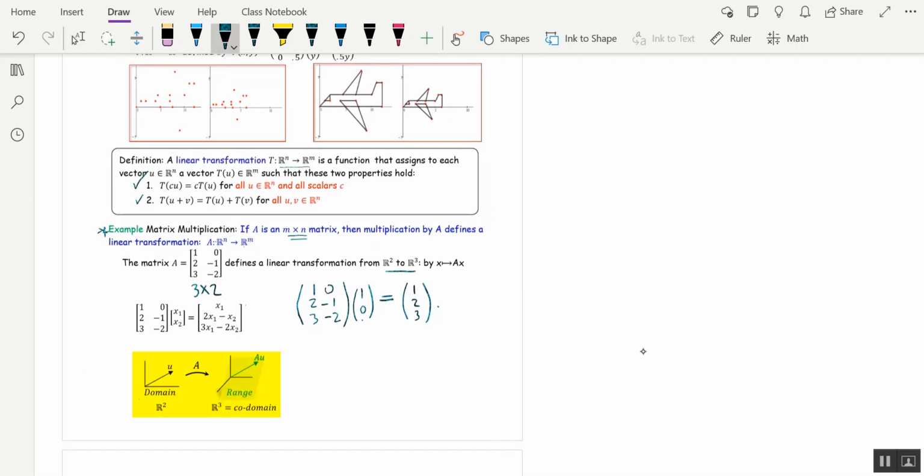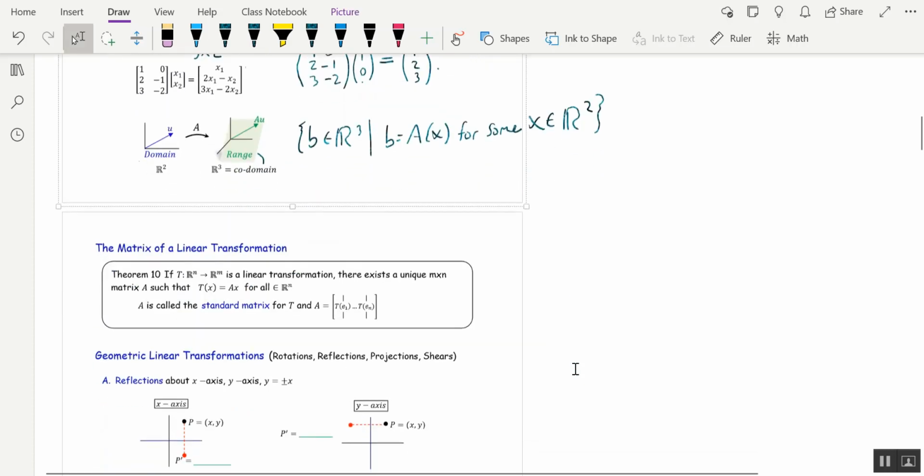Here's a picture. R2 is called the domain of A. R3 is called the codomain. The codomain is not necessarily the same as the range. The range is the set of all B contained in R3 such that B is AX for some X in R2. And that may or may not be all of R3.